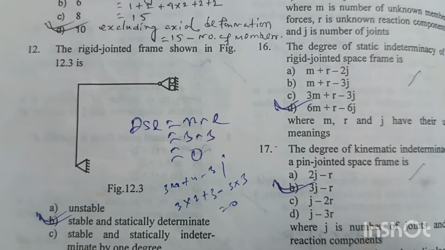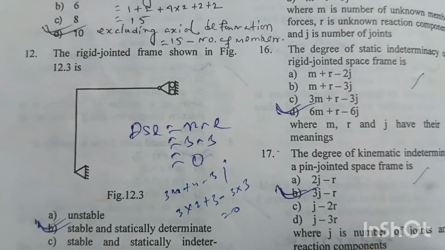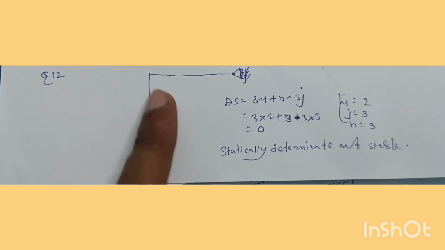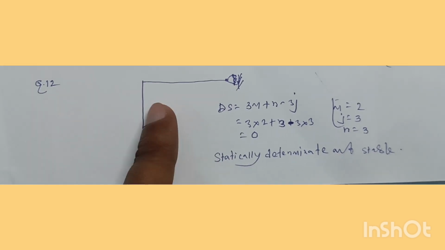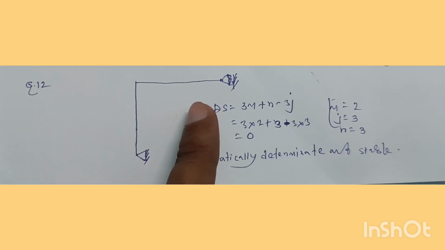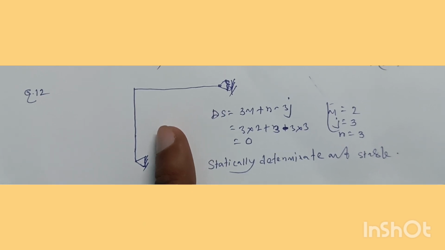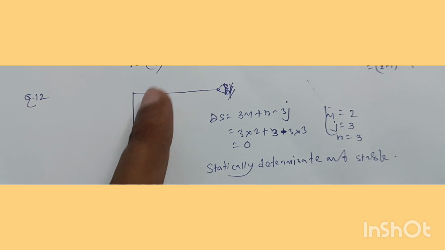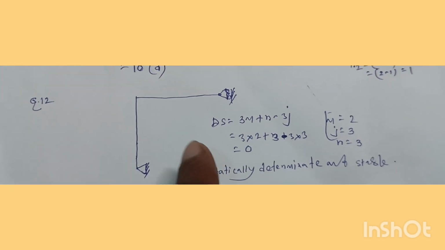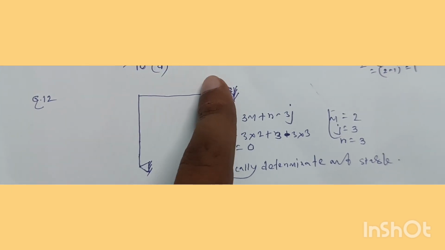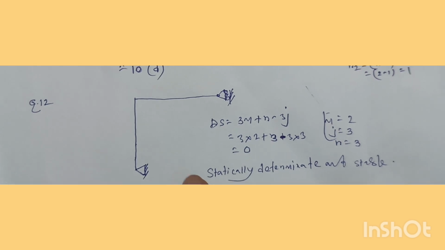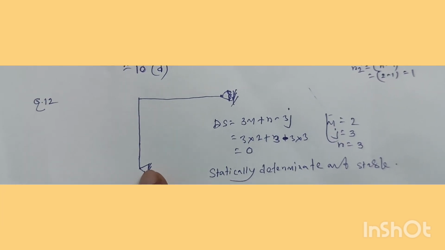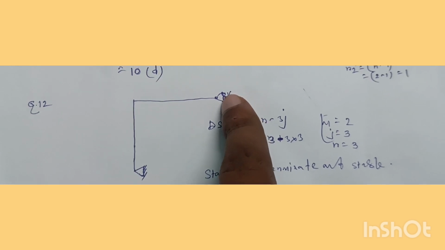Question number 12, the rigid jointed frame shown in the figure 12.3 is. So this is the rigid jointed plane frame. Okay, we have to find out the degree of static indeterminacy of this frame, and the formula we know is 3m plus r minus 3j. m is the number of members, 1 2, m equals 2, number of joints equals 1 2 and 3, number of reaction components will be 3 because two reactions we will get from this support and one reaction from this support.